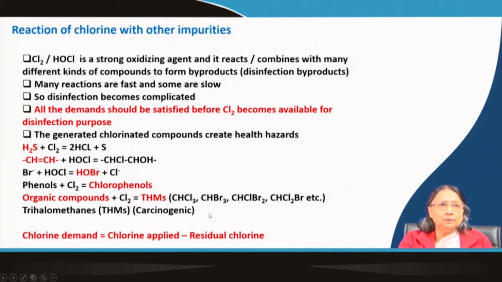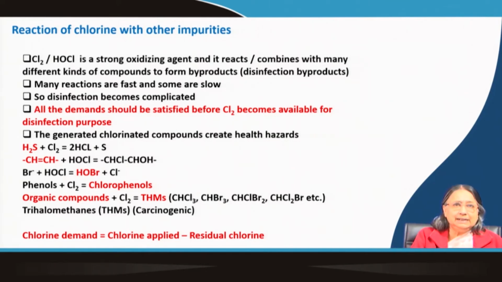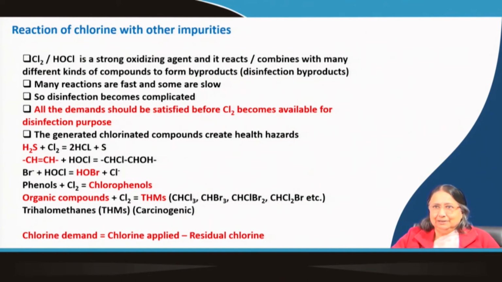Very important group of compounds nowadays. And we should not allow these types of compounds to be formed in our drinking water system. Now, what is demand? I told you just now that chlorine demand is how much chlorine we have applied and how much chlorine is still there. If you subtract residual chlorine from chlorine applied, you will get the chlorine demand. So demand should be met first. After that you will get the free chlorine; before that you will not, because it is consumed.